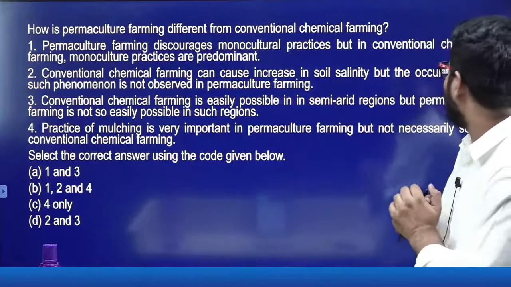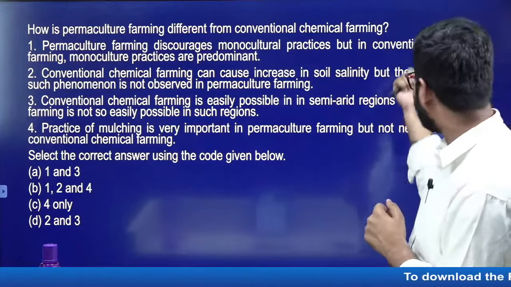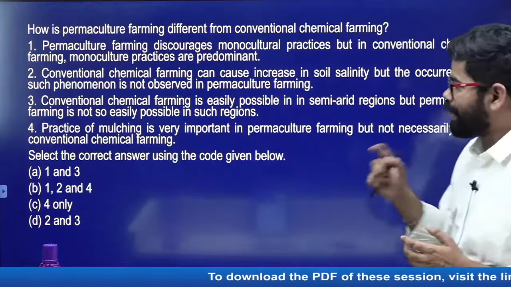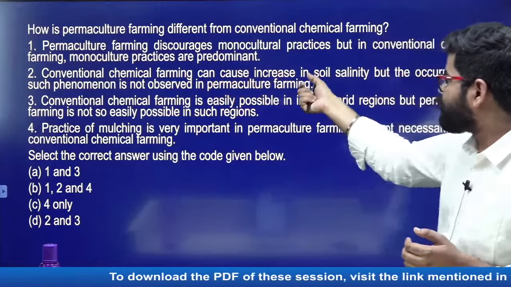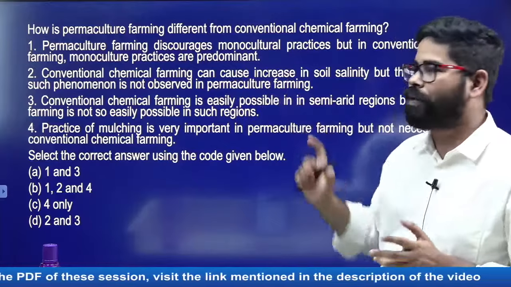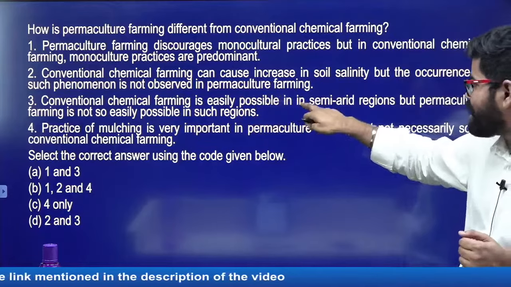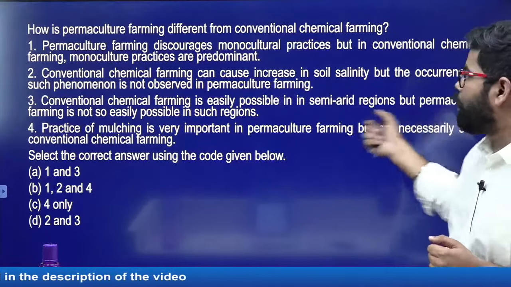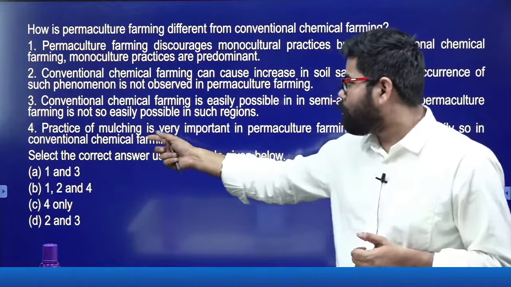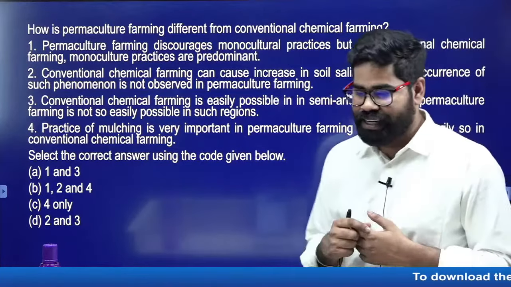See the first statement. It is saying that permaculture farming discourages monocultural practices, but in conventional chemical farming, monocultural practices are predominant. Okay. Second is saying conventional chemical farming can cause increase in soil salinity, but the occurrence of such phenomena is not observed in permaculture farming. Okay. Third is saying conventional chemical farming is easily possible in semi-arid regions, but permaculture farming is not so easily possible in such regions. Okay. And the fourth is practice of mulching is very much important in permaculture farming, but not necessary in conventional one.